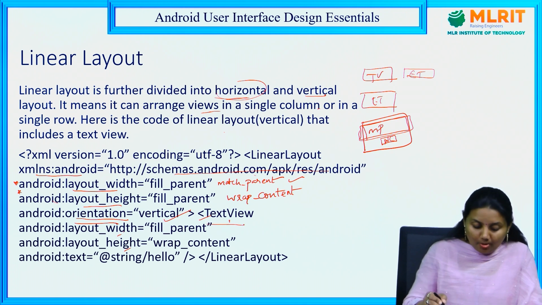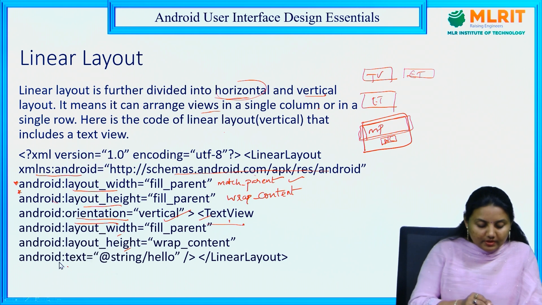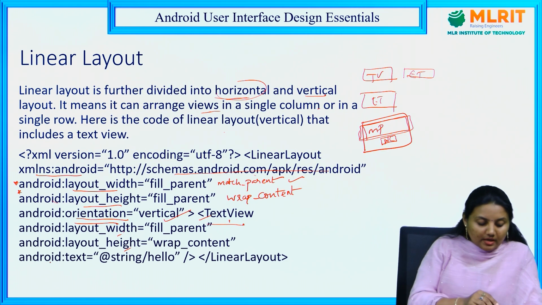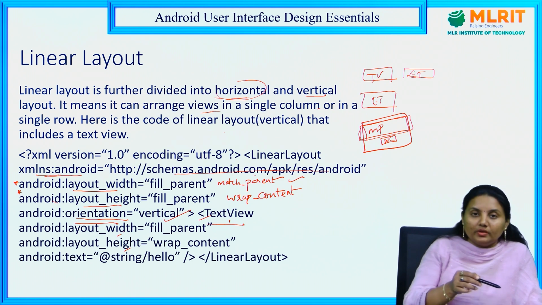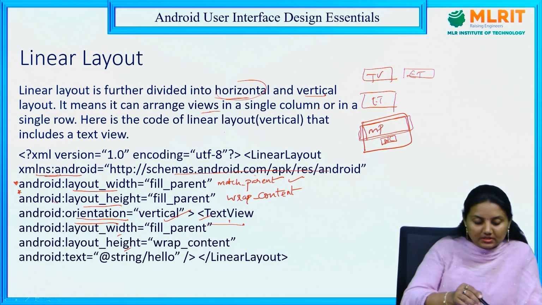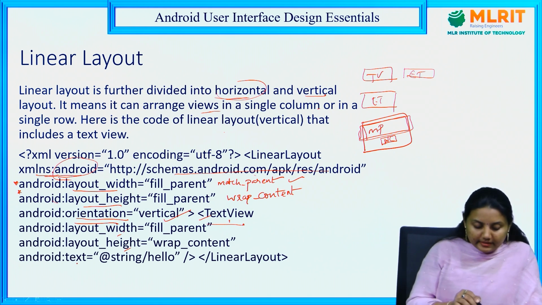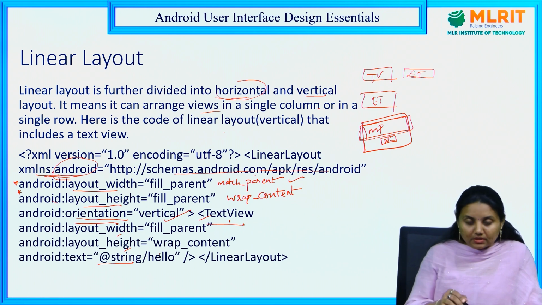Again, this is a component. Then what is the text that you need to display? That is android:text. For everything we are giving android: as a prefix, so we are writing the namespace, xmlns:android. So this android is the prefix here. Now android:text="@string/hello". @string means what type of text you are giving. The type of text that you are giving is a string type.